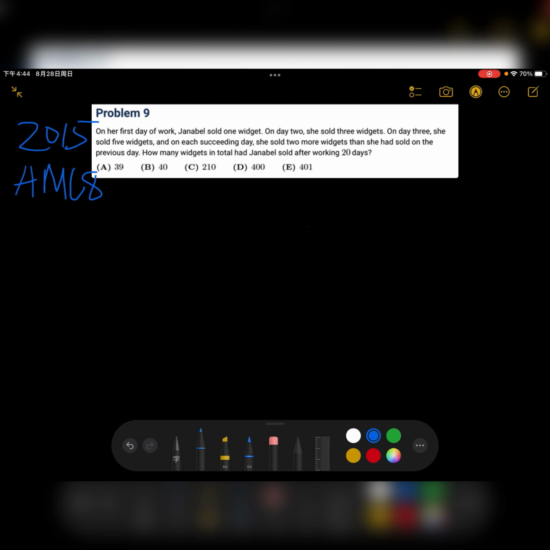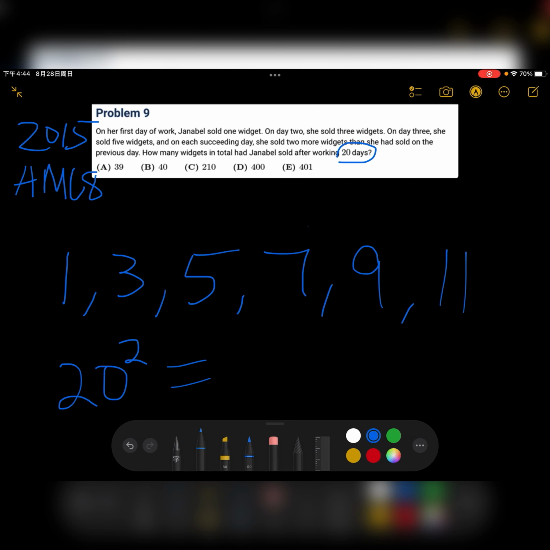Okay, so if you think about it, on her first day she had 1, on the next she had 3, and then she had 5, and so on and so forth. We can see the pattern is they're all consecutive odd integers. So since she worked 20 days, we can simply take 20 squared, which is 400, and that is D.